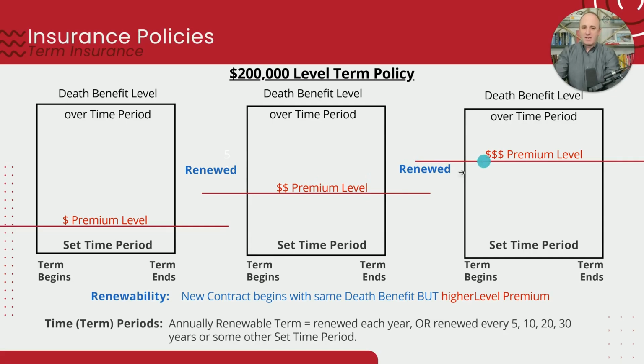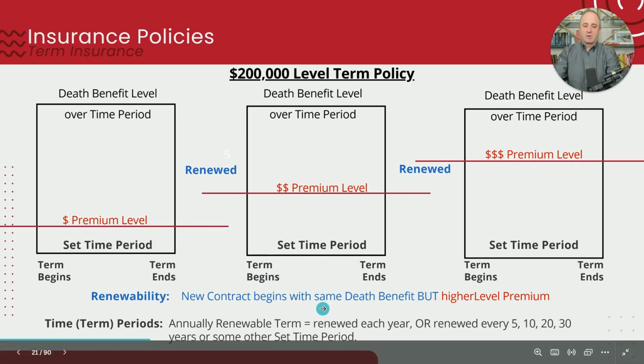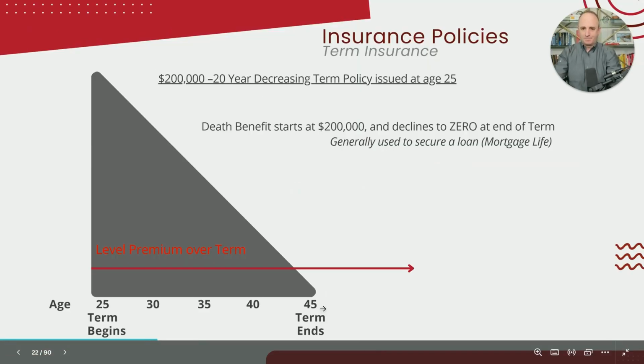And then last but not least, the person wants to renew it for a third time, and the premium is even significantly higher. So the premium is probably doubled or tripled, if not more so. And in fact, in most cases, it's significantly more than that from the first time the policy was written to the last time it's renewed. So the new contract begins with the same death benefit, but the premium is going to be significantly higher.